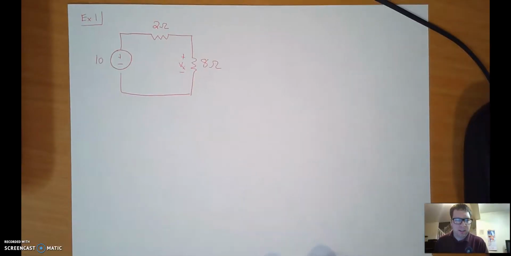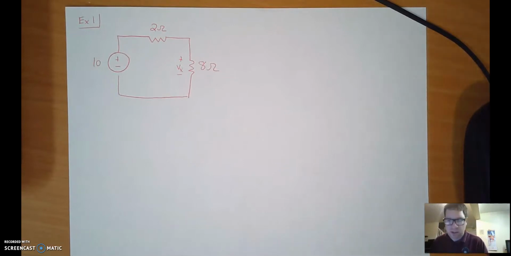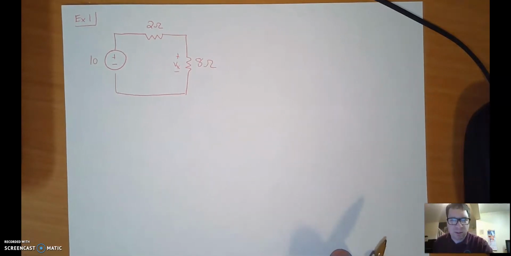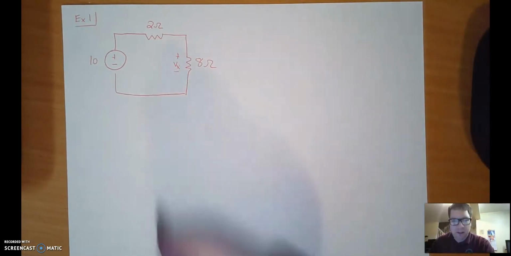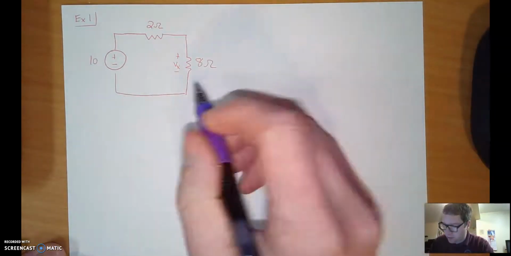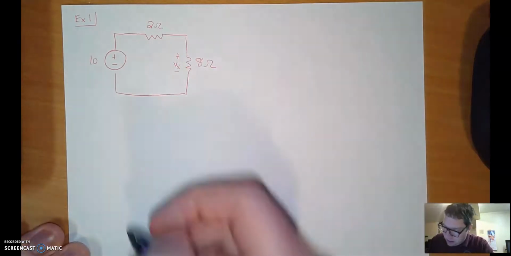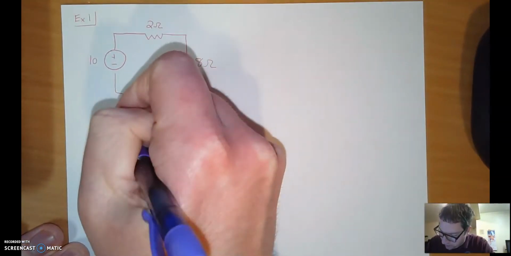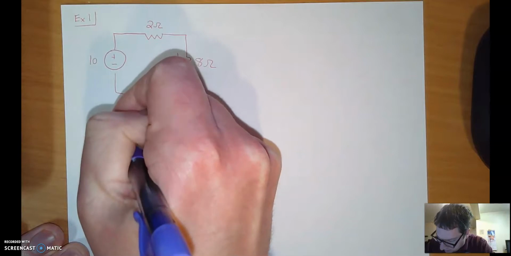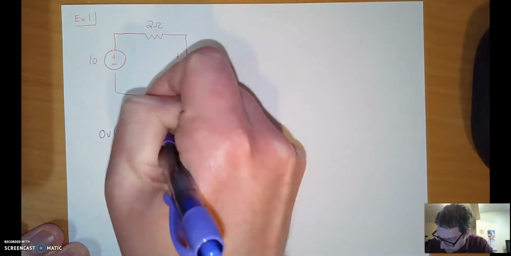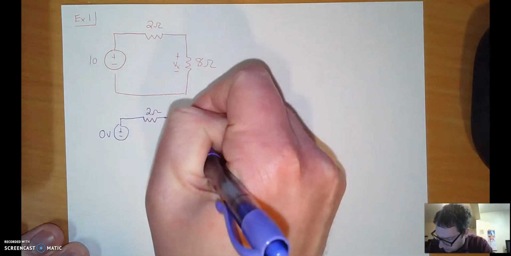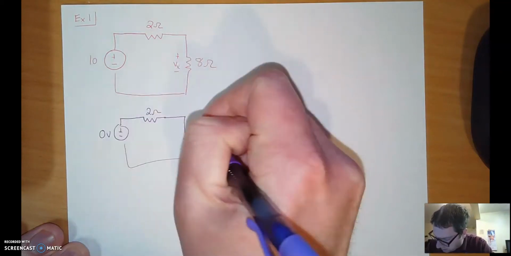So we have our example drawn here. Again, you can work on notebook paper or just printer paper like I am here. We have our 10 volts, our 2 ohms, and our 8 ohms, and our Vx is across the 8 ohms. If we turn this off, it's the same thing as saying we now have 0 volts here. Here's our 2 ohms, here is our 8 ohms, and here is our Vx.